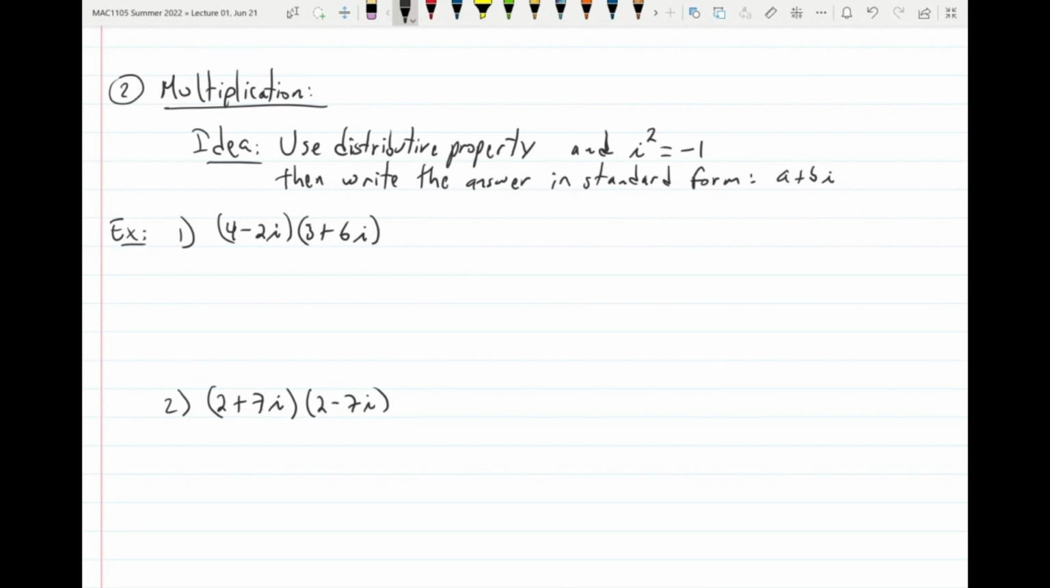When you multiply two i's together, do you put the square? So remember, i times i is i squared. And then use the fact that i squared is negative 1. Do you know what the distributive property is?